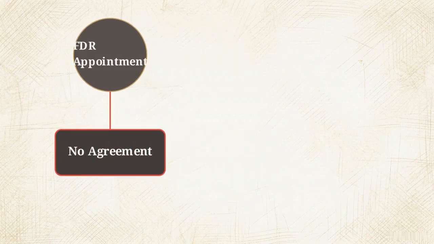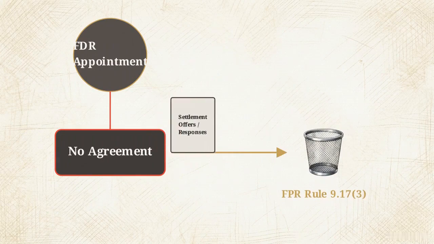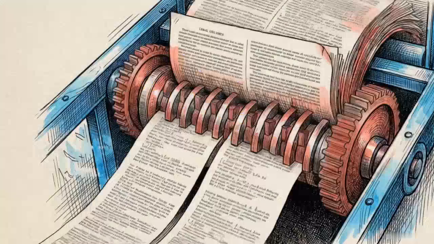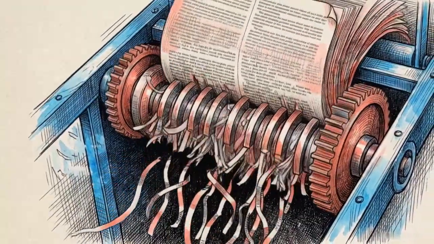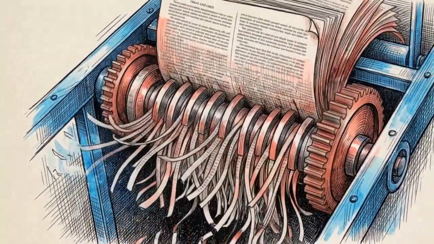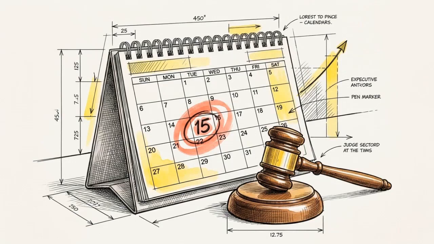The court executes a purge mechanism under Rule 9.173. All written offers and responses filed for the hearing must be returned to the parties and expunged from the court file. The court then issues directions for a final contested hearing.